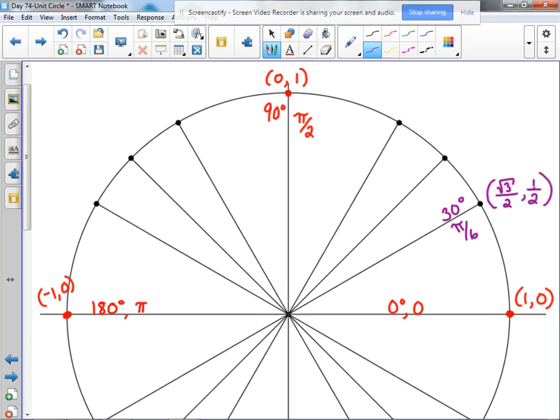Okay, because I want you to see how big of a pattern this is, I'm not going to fill in all of the first quadrant. I'm going to skip over to the second quadrant. Let's use some symmetry here. If we flip that over to the left side, I would be in the exact same place, except on the left side. So this has the same coordinates, except the x is negative. It's negative square root of 3 over 2, positive 1/2. This is 150 degrees, and it is 5 pi over 6.